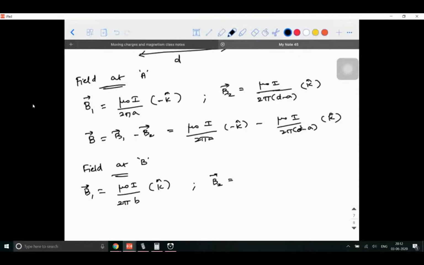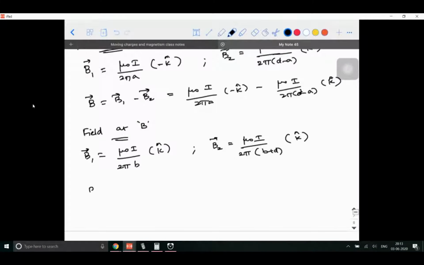B2 will also be in positive K cap, with magnitude mu naught I divided by 2 pi times B plus D. So what is the total field B vector? B1 plus B2 vector, that is mu naught I by 2 pi times 1 by B plus 1 by B plus D, into K cap. This can be further simplified depending on the options they give you. Good.